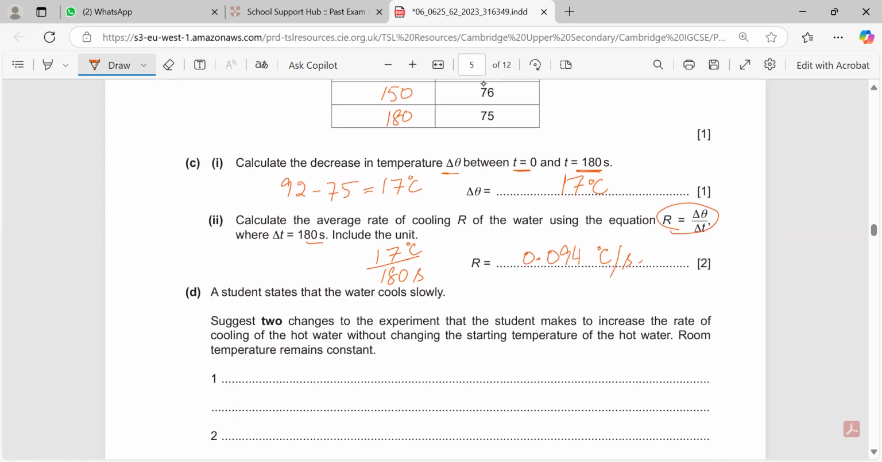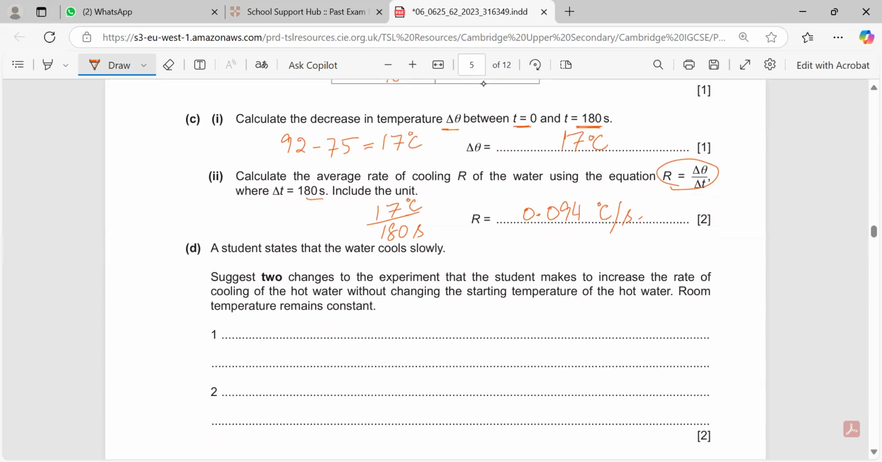A student states that the water cools slowly. State 2 changes to the experiment that the student makes to increase the rate of cooling of hot water without changing the starting temperature of the hot water. Room temperature also remains. Mean we are not making any change with the temperature, either the room temperature or the initial temperature of water. What can be the changes made? Many things we can do. First of all, he put a lid. Remove the lid. Increase the surface area of the beaker.